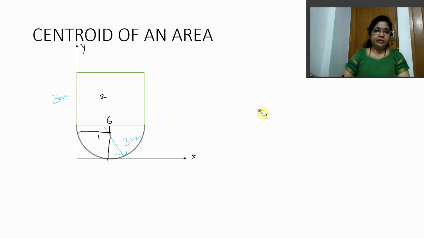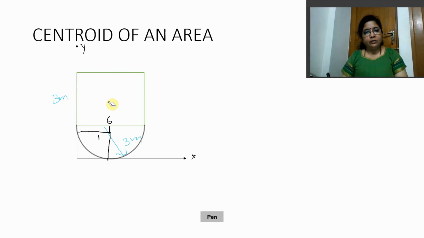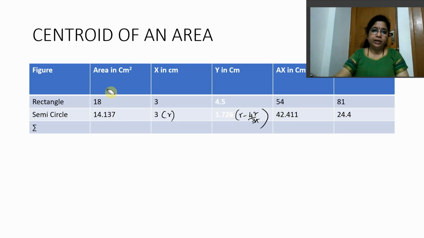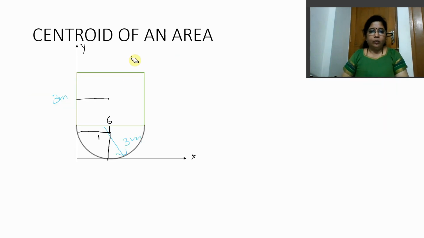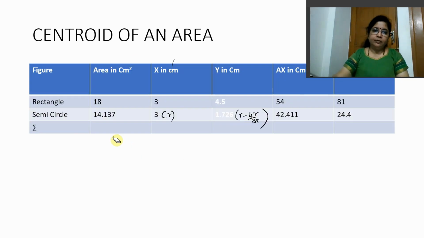Now, what is it for the rectangle? For the rectangle, we know the center is going to be somewhere here. So, your x is going to be 3. There's no issue with that. Yes, it is 3 here. What about your y? Your y is going to be 1.5 plus this 3, which has to be 4.5. Multiplying and finding out centroid of an area. I think these calculations, you can now do yourself.